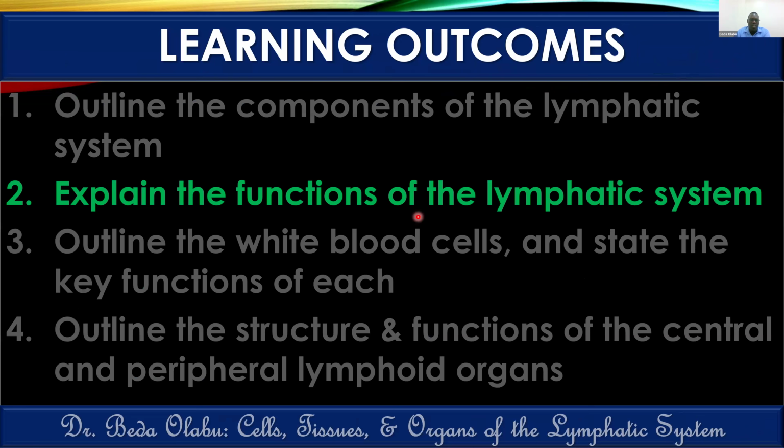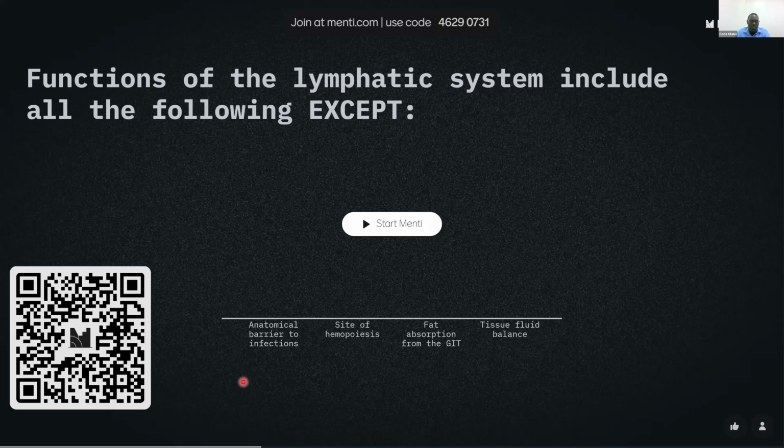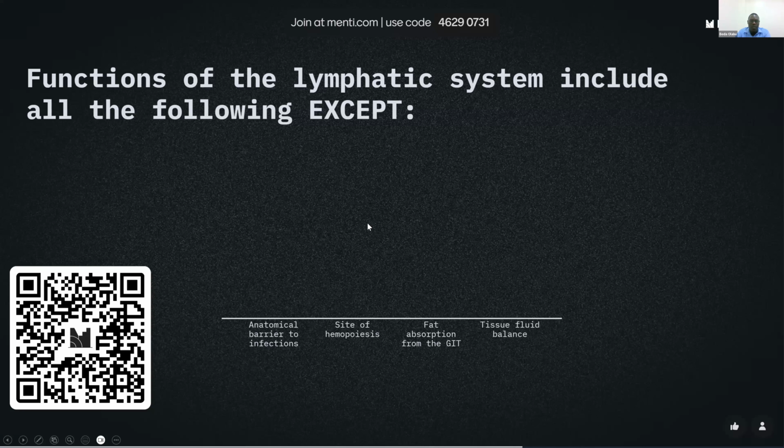Second agenda is to look at the key functions of the lymphatic system. I will give you this again in form of a question. So the question is on screen. You can scan the QR code, or you can just enter the code and respond.